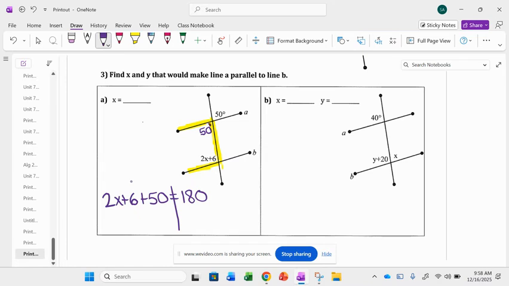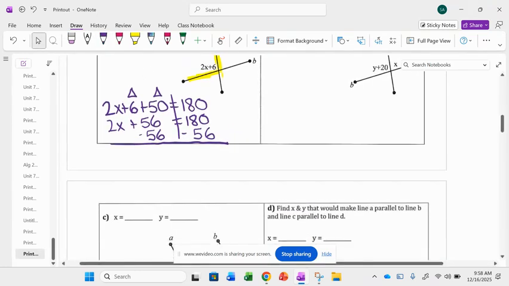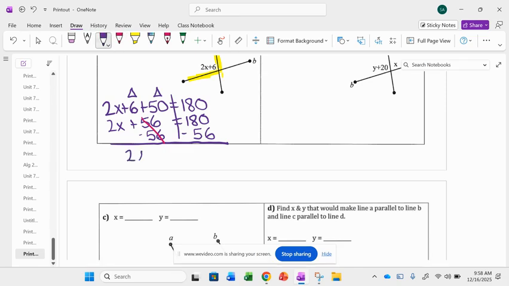Now we solve. So I'm going to combine my like terms. So I have 2x plus 56 equals 180. I'm going to subtract that 56 on both sides. This 56 cancels, so I will have 2x is equal to, I'm going to need to borrow, so this becomes a 7, and this becomes a 10. 10 minus 6 is 4. 7 minus 5 is 2. Bring down that 1.